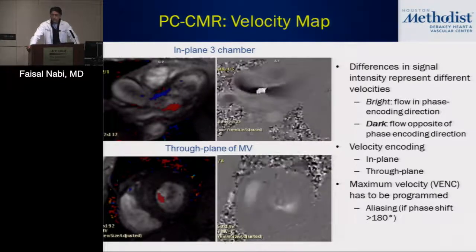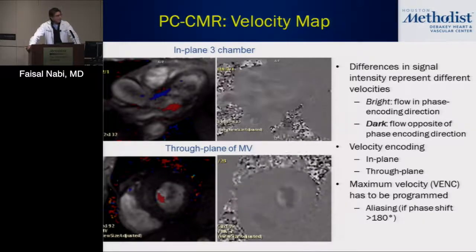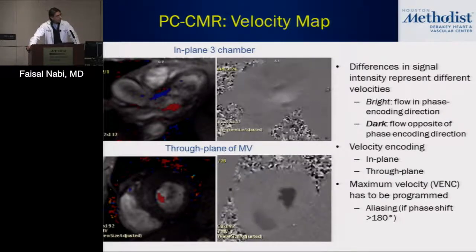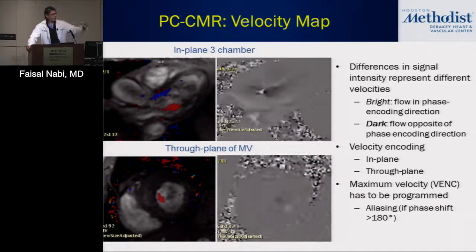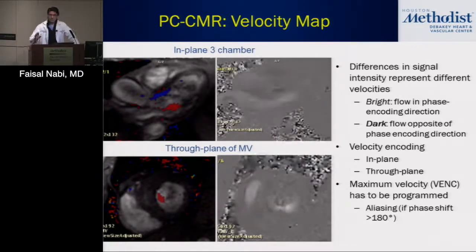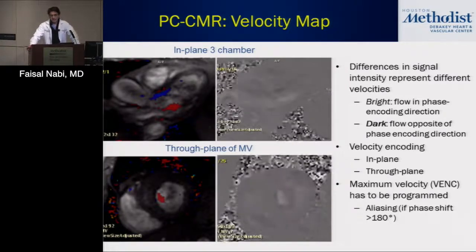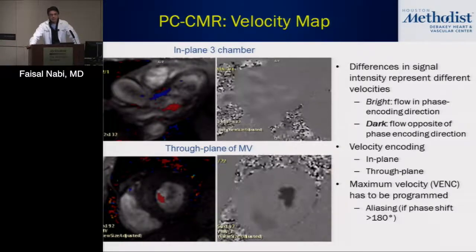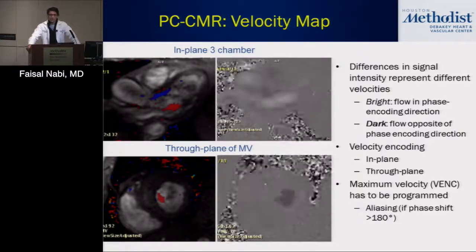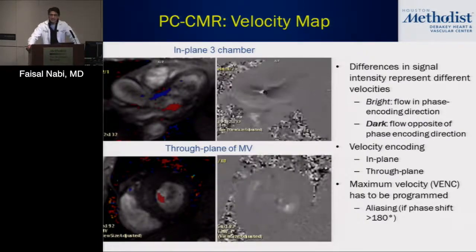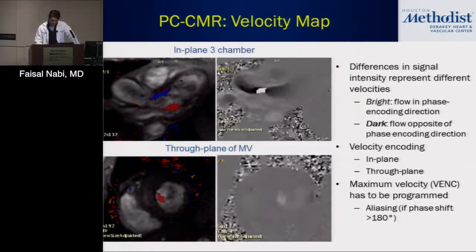Think of it no different than echo Doppler. It is a velocity map. It's displaying velocity. You can evaluate velocity both in plane, such as in these three chamber views, or in a through-plane, such as in the short axis view of the mitral valve. When it comes to valve stenosis assessment, all those measurements are done in a through-plane environment, which is different from echo. In echo, you want to be parallel to the jet of flow with the echo Doppler beam, whereas with CMR, we actually want to be perpendicular to flow. The colors just mean that bright colors are encoded in the direction of the flow, whereas dark colors are encoding in the opposite direction.